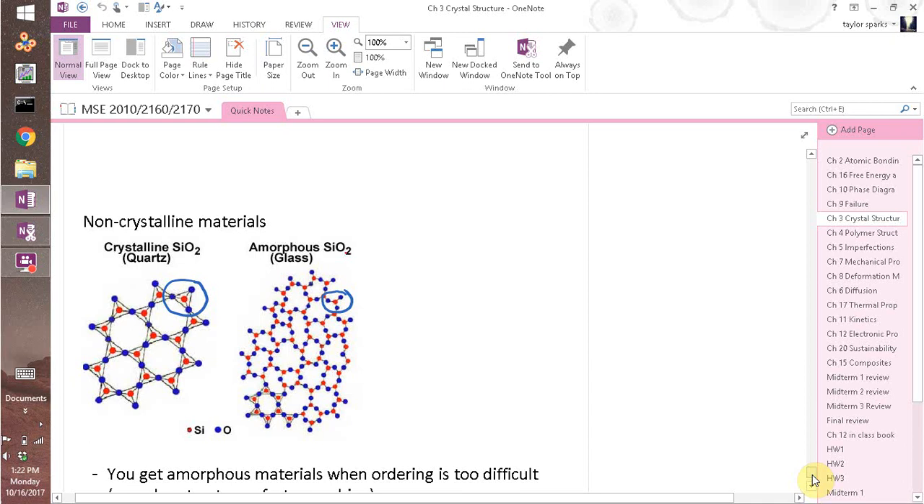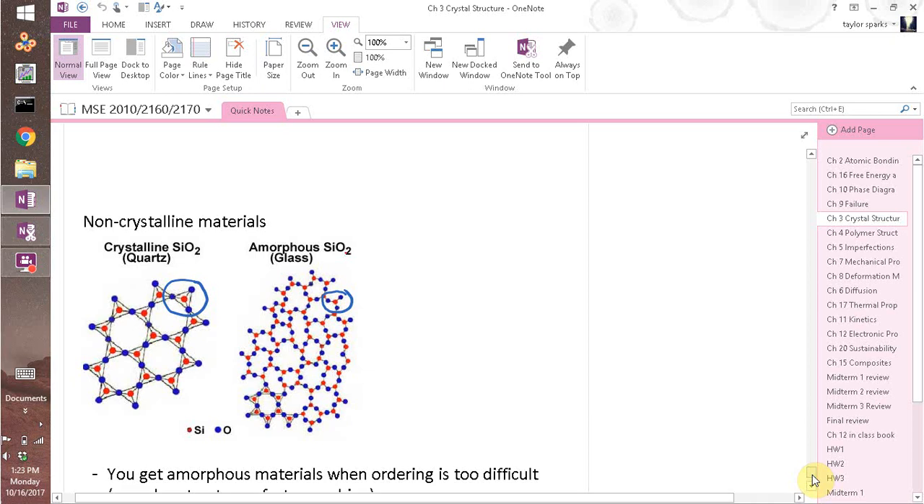Okay, what do you think? Amorphous or crystalline should have a higher density? Crystalline should have a higher density, somebody's voting for. Well, let's compare. This is quartz and glass, right? The one on the left we say is crystalline, right? Because it's a regular repeating structure. The one on the right is amorphous.